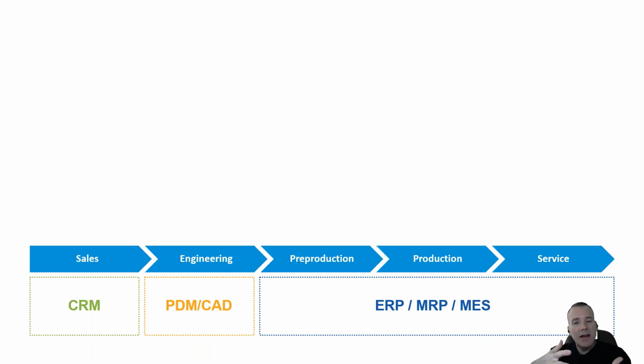On the sales side, we'll typically have something like a CRM, a customer relationship management software to help us manage our customer relationships. In engineering, which I'm guessing most of you are intimately familiar with, we have things like PDM and CAD, product data management, computer-aided design. And then on the execution side, there's obviously a ton of software. ERP, enterprise resource planning, manufacturing resource planning, manufacturing execution software.